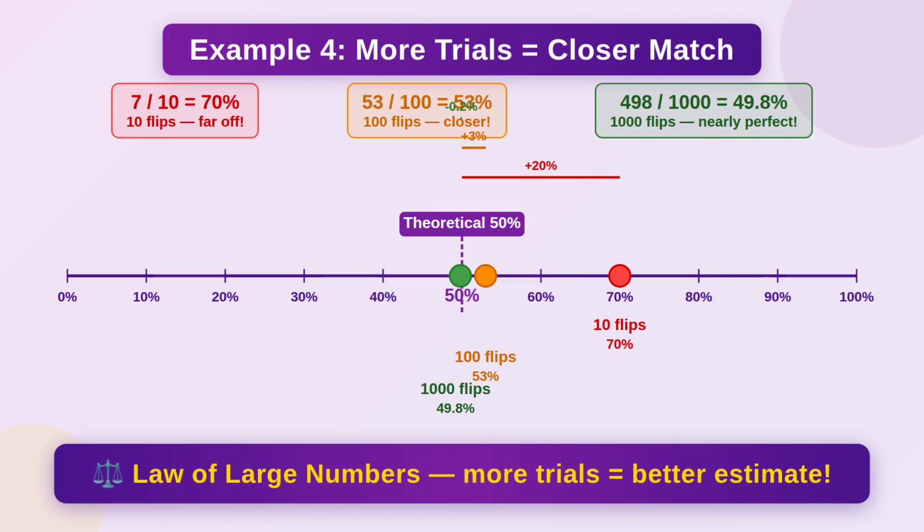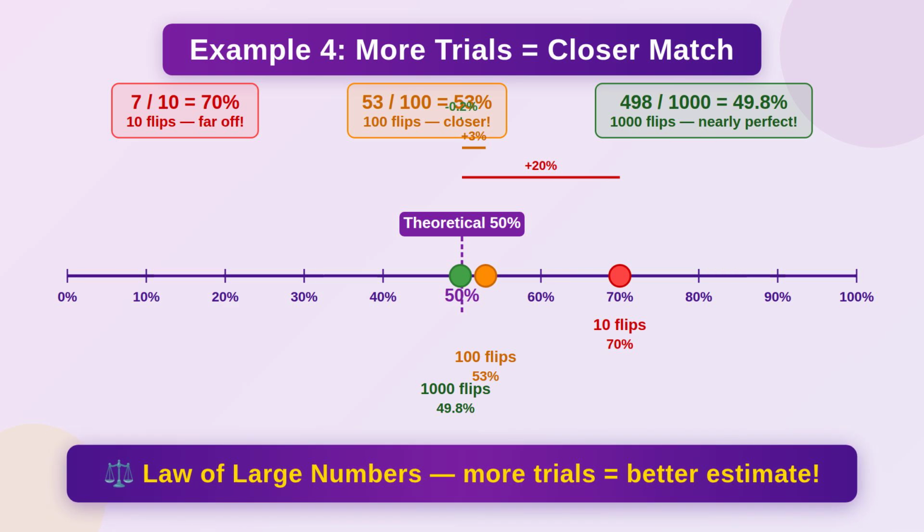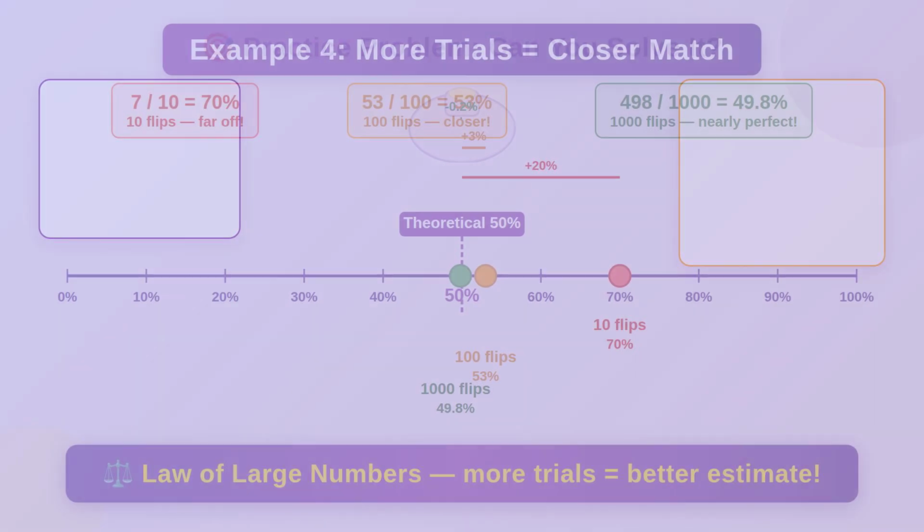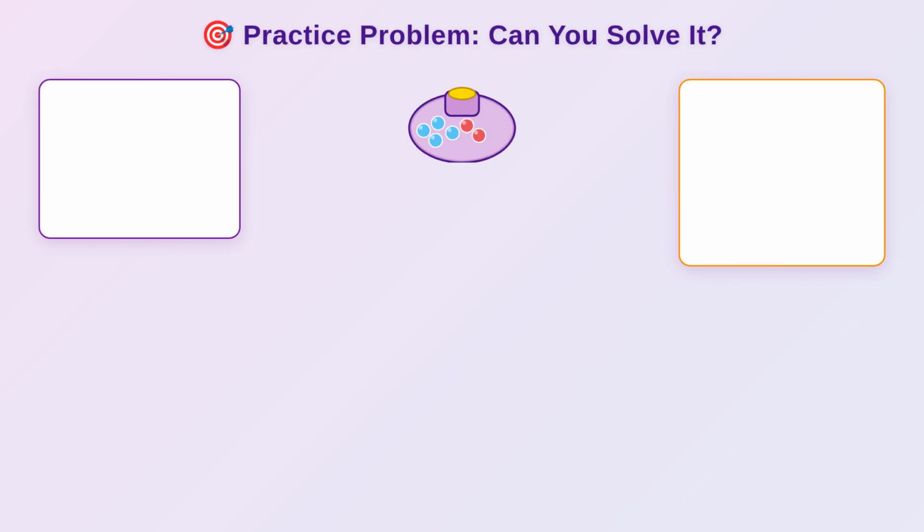The more trials you run, the closer experimental probability gets to theoretical probability. This is the law of large numbers, and it's why scientists run huge experiments instead of small ones.